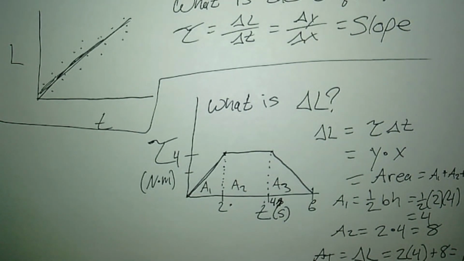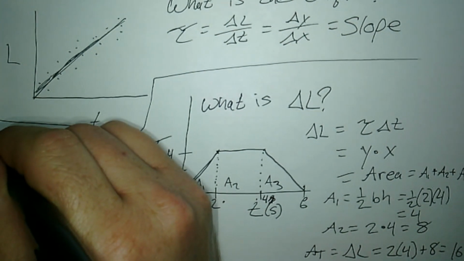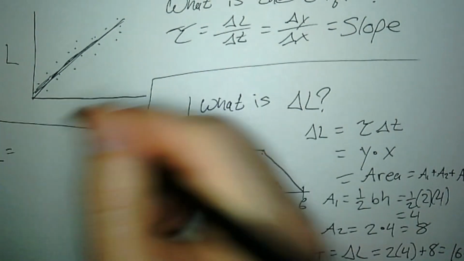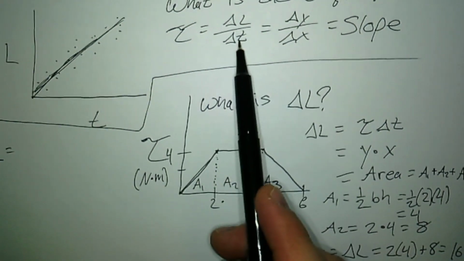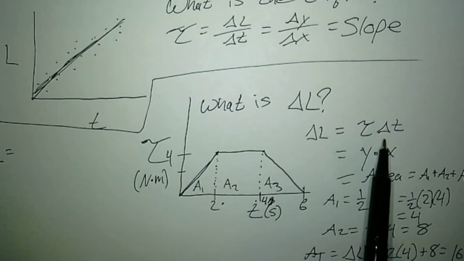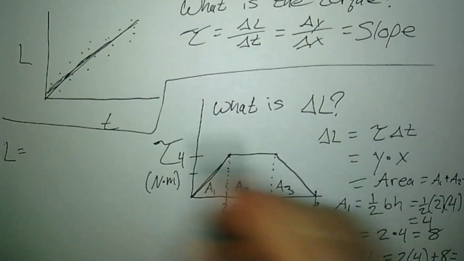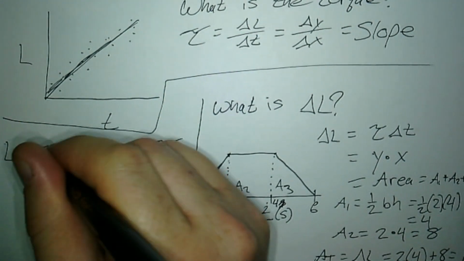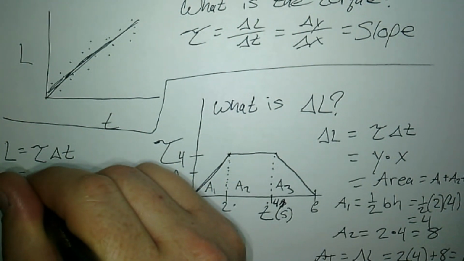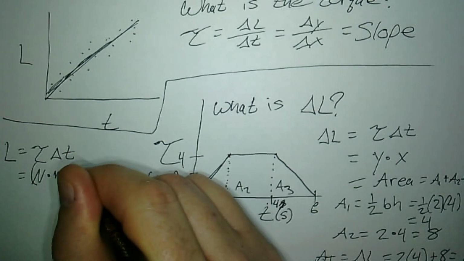We never talked about the unit for angular momentum, so let's do that over here real quick. What is the unit for angular momentum? We can do it from this equation here, or this one here might be better. What's the unit for torque? Newtons times meters. So if I do torque times time, I'm going to get newtons times meters times seconds.